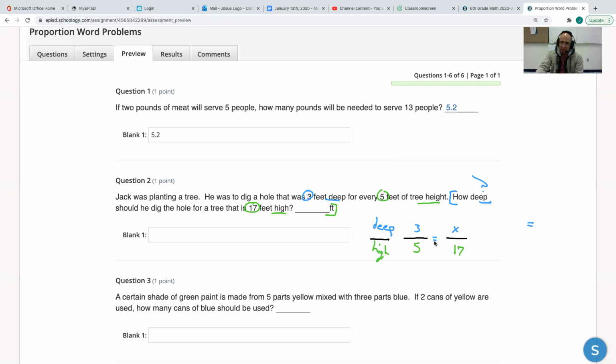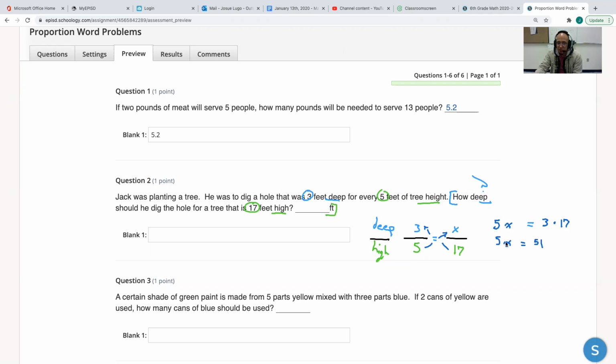So on one side, I'm going to have 5 times x. So I'm just going to write it down, 5 times x. On the other side, I'm going to have 3 times 17. You can work it out now or just write it down and then work it out later, 3 times 17. All right, so 17 times 3 is going to be 51. So really, on one side, we have 5x, and on the other side, we have 51.